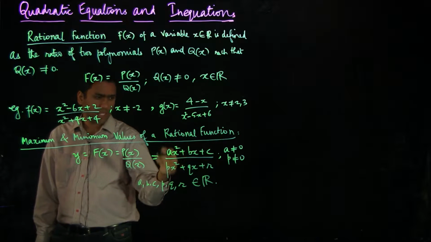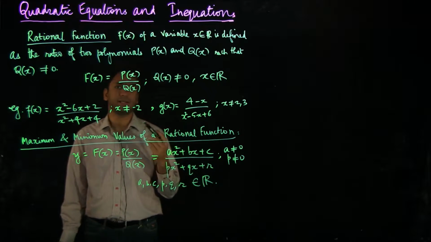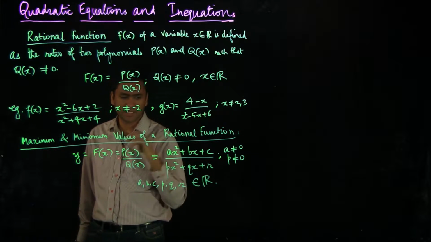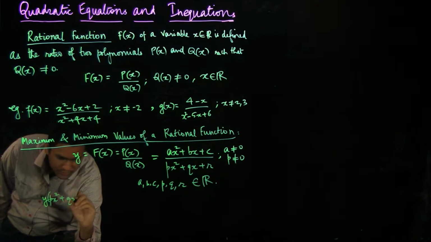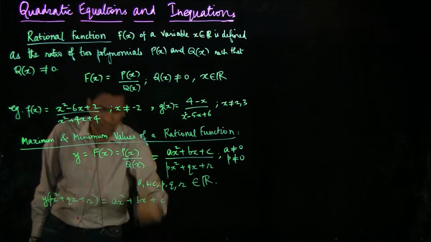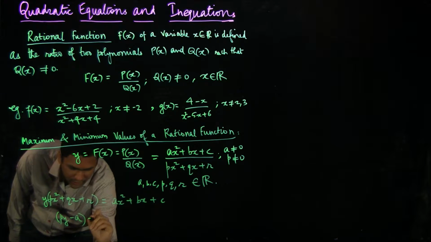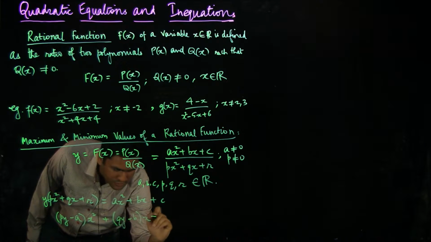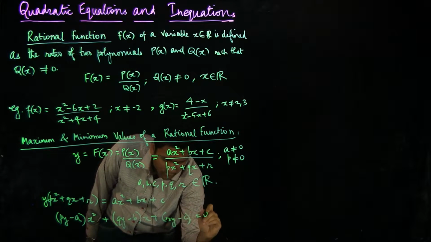So now you know that y equals this ratio. We also know that this denominator is always well defined. It is never 0, because otherwise the function y is undefined. So therefore we can multiply both sides by the denominator, which would mean that y times (px squared plus qx plus r) would be equal to ax squared plus bx plus c. So this would mean that (py minus a) times x squared plus (qy minus b) times x plus (ry minus c) would have to be equal to 0.